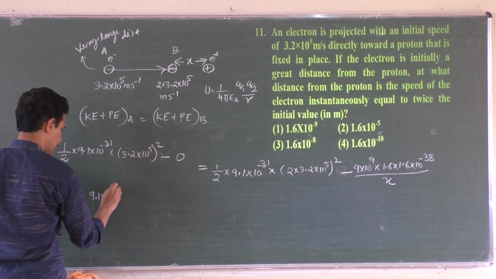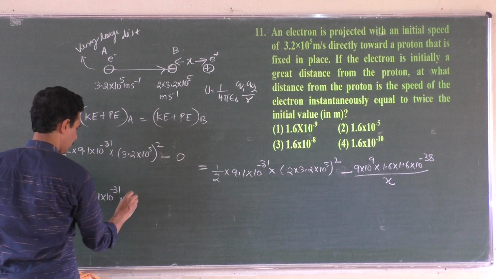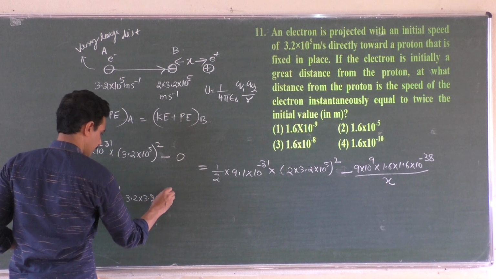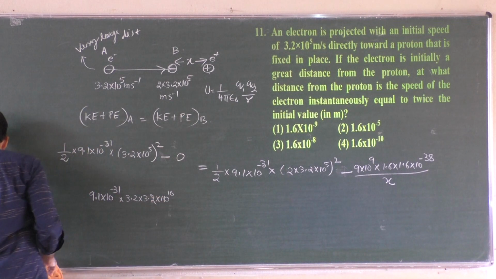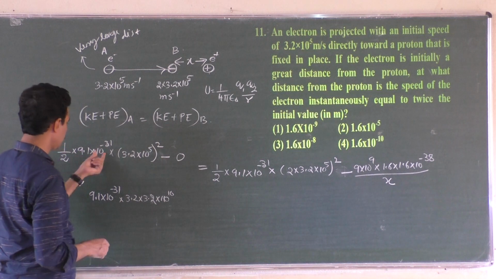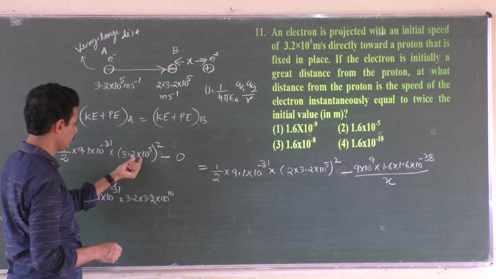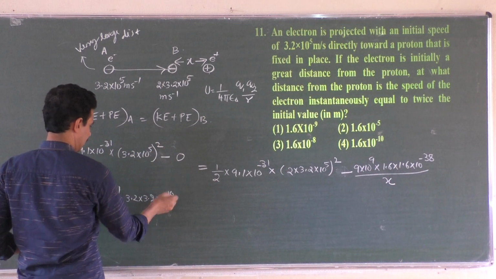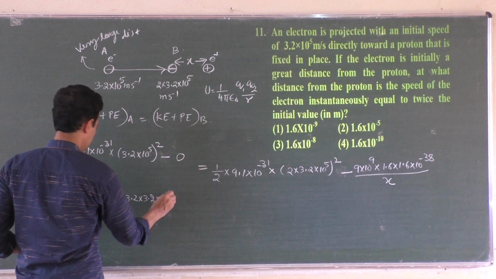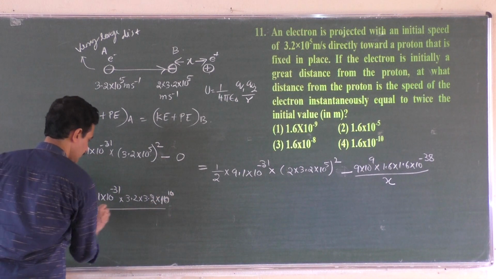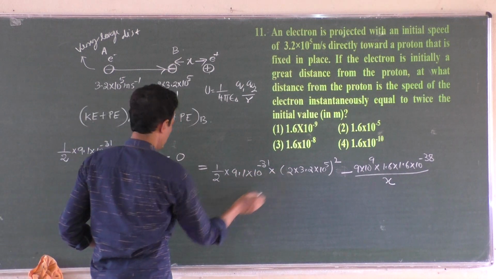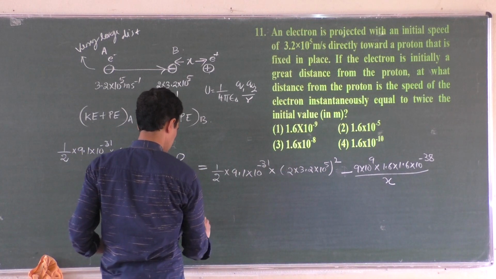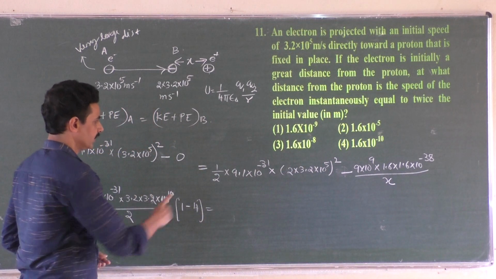9.1 into 10 to the power minus 31, into 3.2 into 3.2 into 10 to the power 10, correct? Hope you are following this one. I write this 9.1 into 10 to the power minus 31, 3.2 into 3.2 into 10 to the power 5 squared, that is 10 to the power 10, divided by 2. This much is common here and here. Only the thing here is 1 minus, this is 2 squared, 4. That's the only thing you have extra. That is equal to the remaining part there.